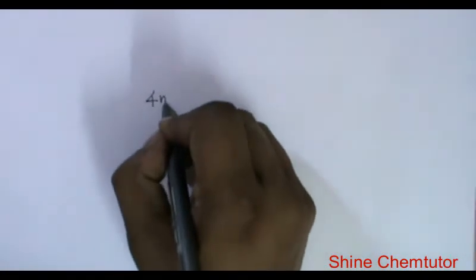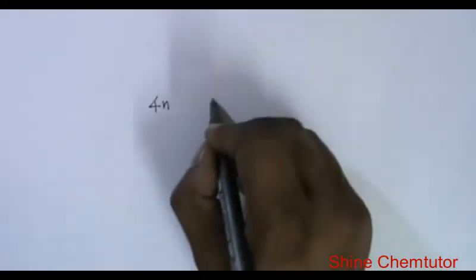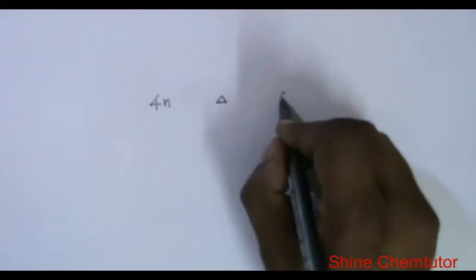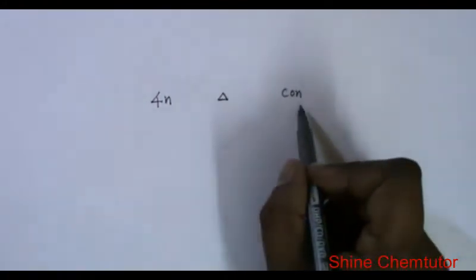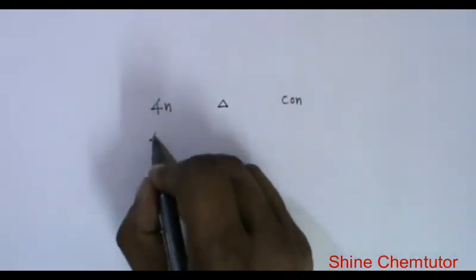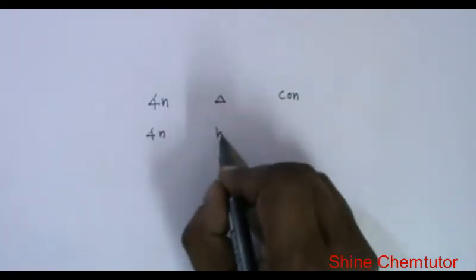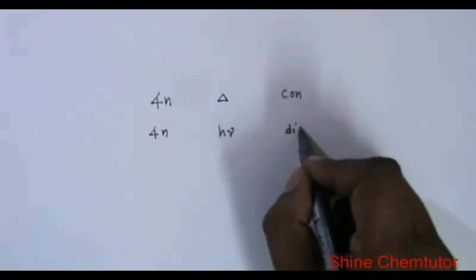As soon as you come across electrocyclic ring opening or ring closing, you have to write this: 4n, thermal, con. If it is a 4n system, the number of electrons involved in the cyclization or opening, if it is a multiple of 4, under thermal condition it will undergo con-rotation. The same 4n system, under photochemical condition, it will undergo disrotation.